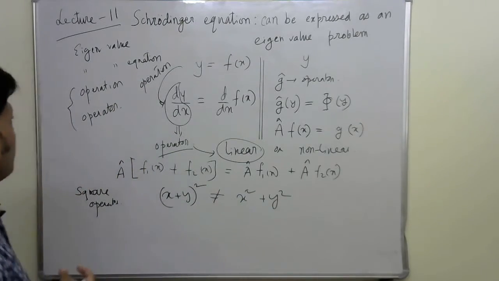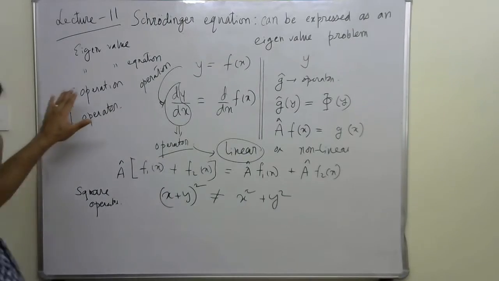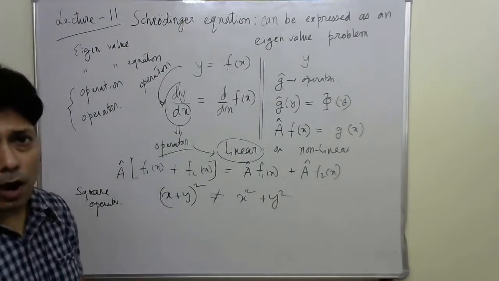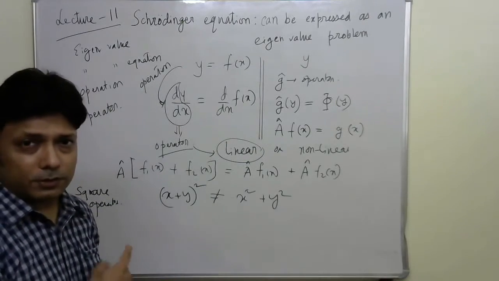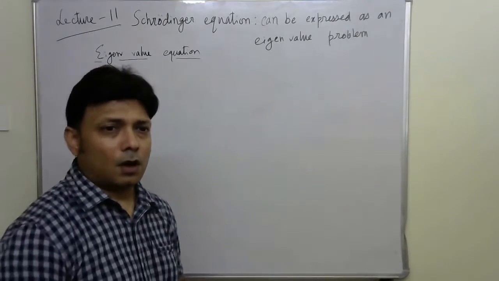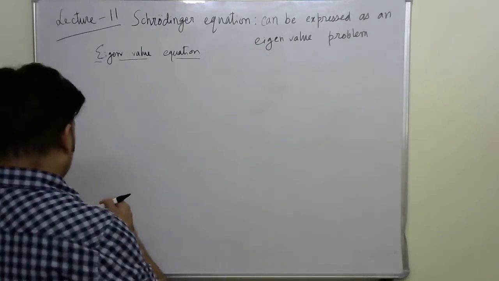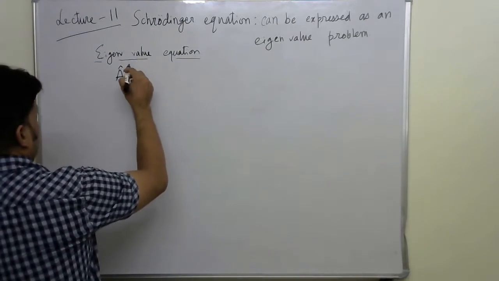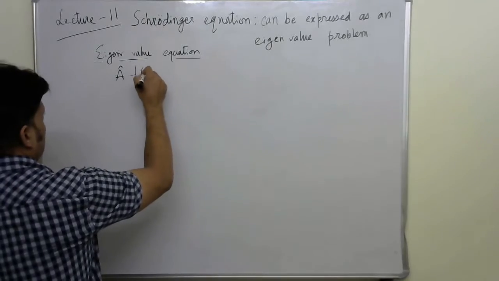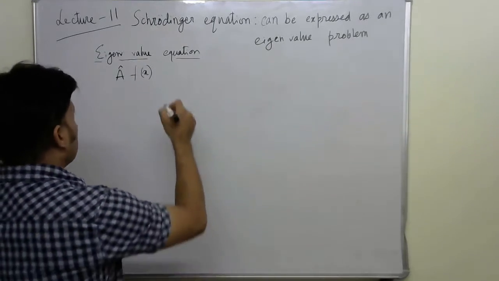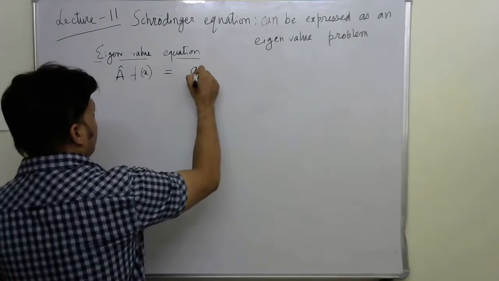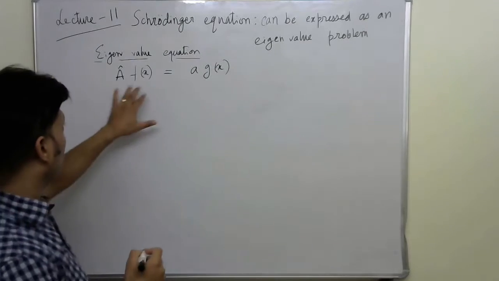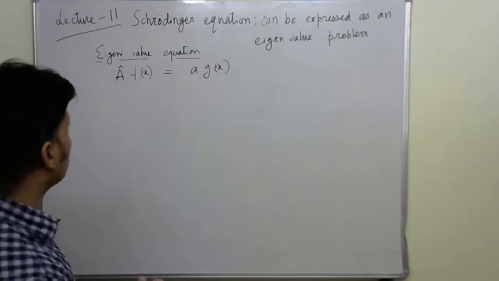Now we would come to the concept of eigenvalue or the eigenvalue equation. So let's erase this board and continue. Let's start with a simple example. Say we can write an operation A getting operated on a function f(x), and it gives me a constant value a multiplied by another function g(x).